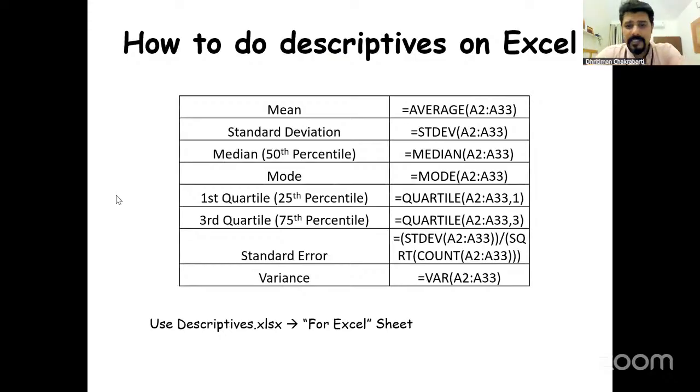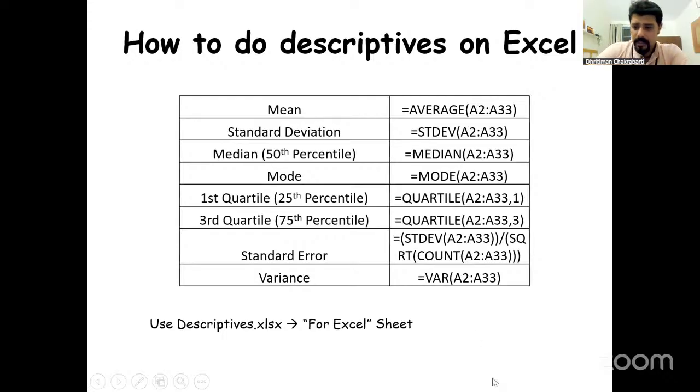Now most of the descriptives luckily can very easily be done on Excel also. However, although it is very easy to do on Excel, I would prefer that you people learn to use some point and click software for doing these types of descriptive analysis. It makes your life much easier in the long run. However, in Excel also, it's not too difficult.